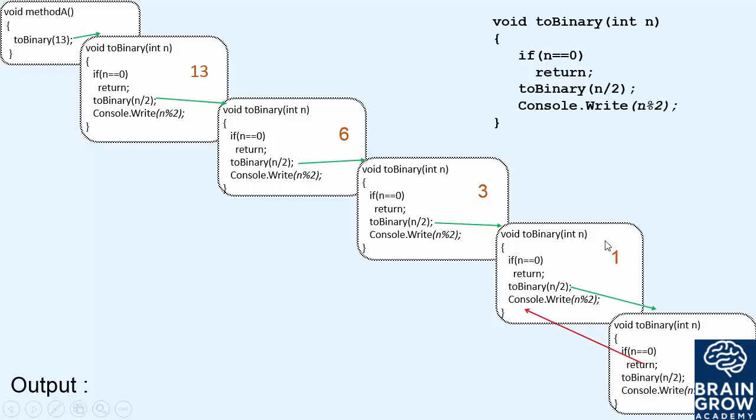Now in this call, value of n is 1. 1 modulus 2 is 1. So 1 is printed. Now control is returned here. In this call, value of n is 3. 3 modulus 2 is 1. So 1 is printed. Now we return here.